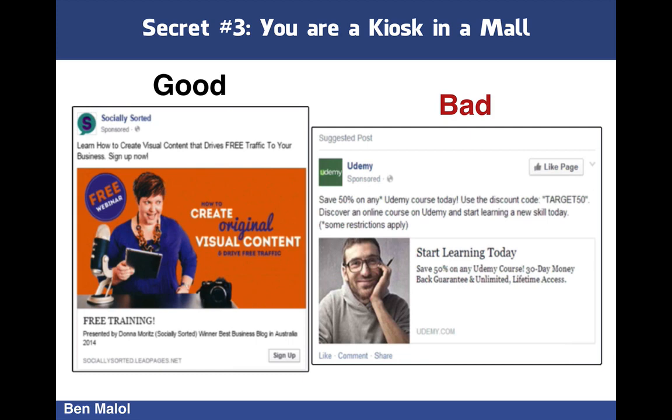And on the right here, you can see an ad that is just dull. The copy isn't even as good. This is something that will not stand out in the ocean of family pictures and cat photos, right? Even the copy, like I said, isn't good. Save 50% on any Udemy course today. Use the discount code TARGET50. This is something that I will usually not do. Just sell a course and target a broad audience like that.